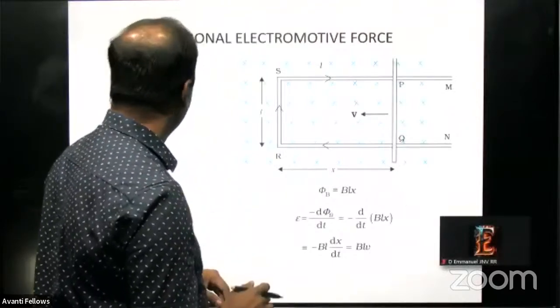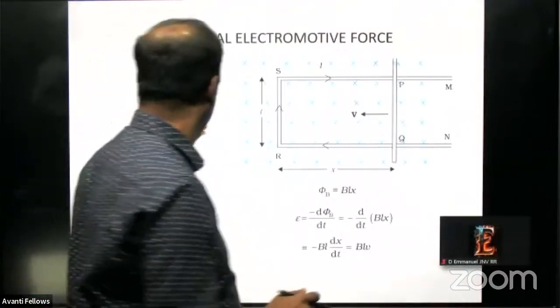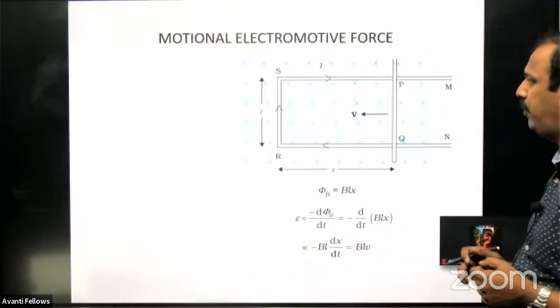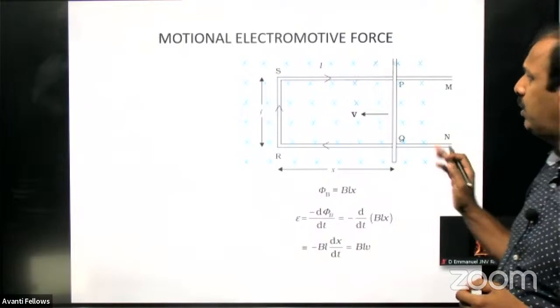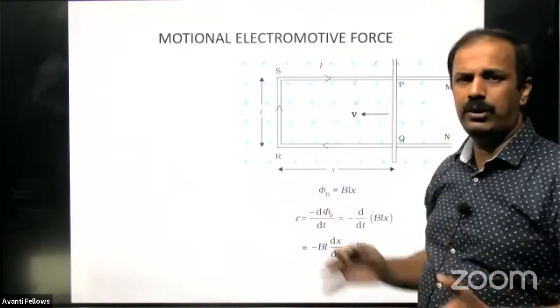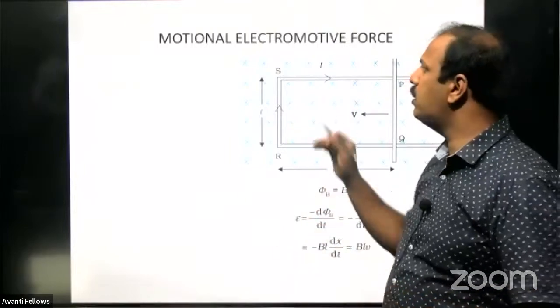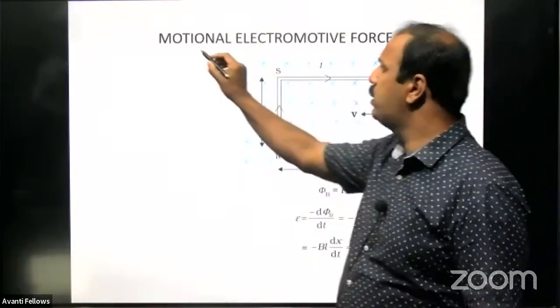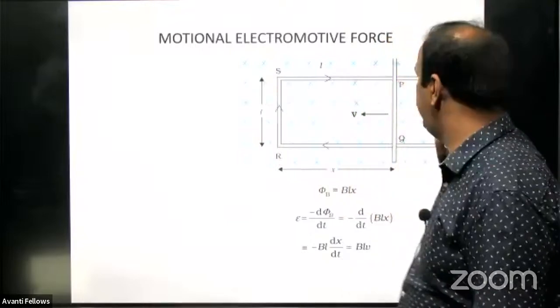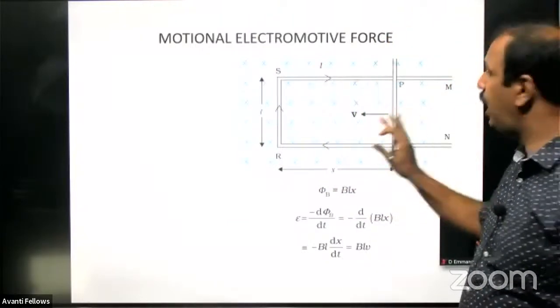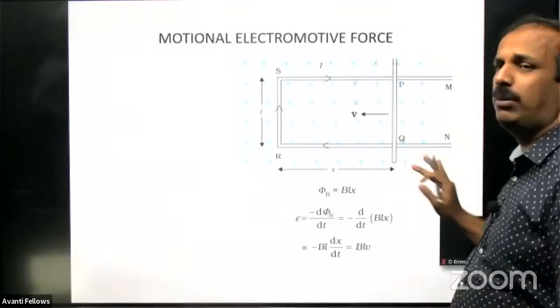So that's over. Now we will go for motional electromotive force, motional EMF. This is the next topic, because we spent too much time on Lenz's law. This is also important. So here, this diagram is to derive the equation for motional EMF, how much the EMF will be.